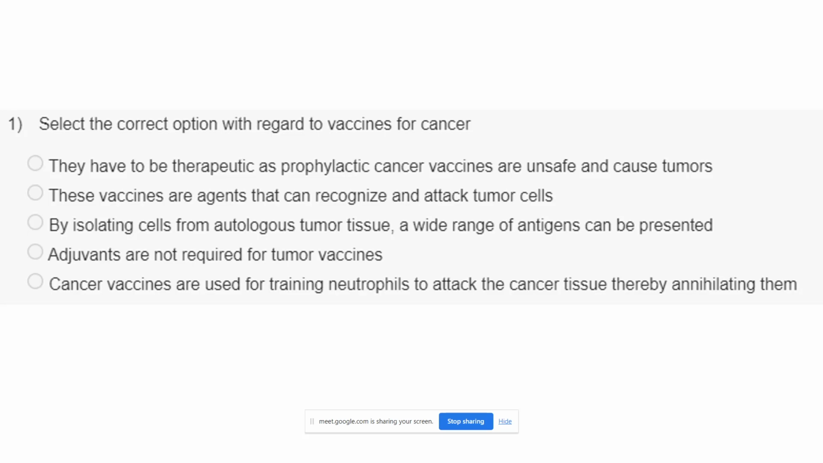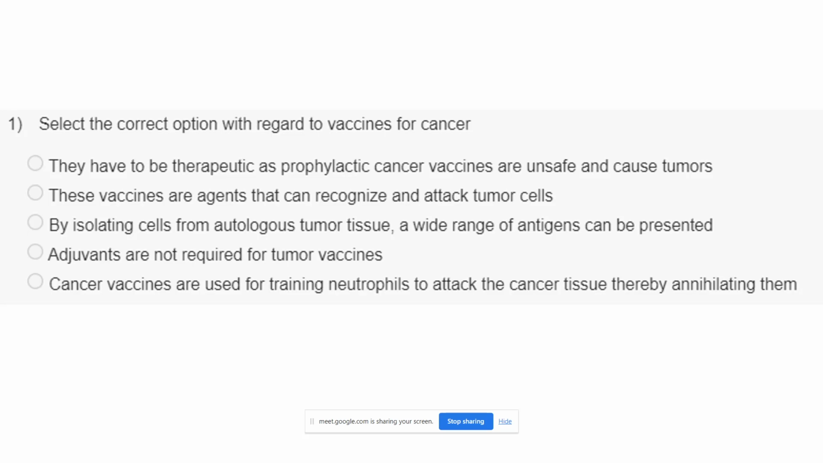So here is the first question. Select the correct option with regard to vaccines for cancer. The options are: they have to be therapeutic as prophylactic cancer vaccines are unsafe and cause tumors; these vaccines are agents that can recognize and attack tumor cells; by isolating cells from autologous tumor tissue, a wide range of antigens can be presented; adjuvants are not required for tumor vaccines; or cancer vaccines are used for training neutrophils to attack the cancer tissue, thereby annihilating them.